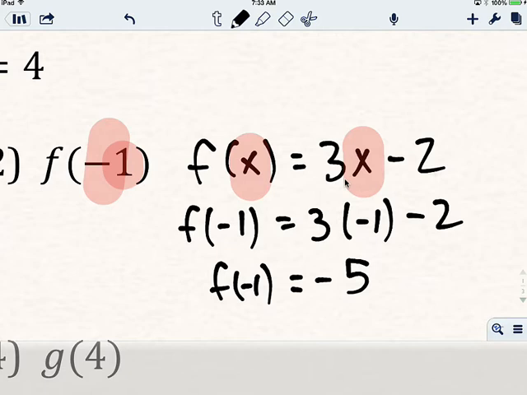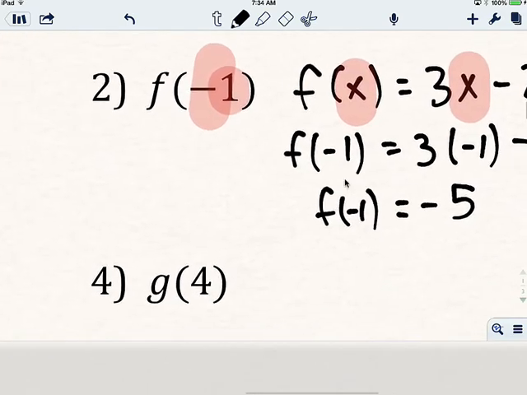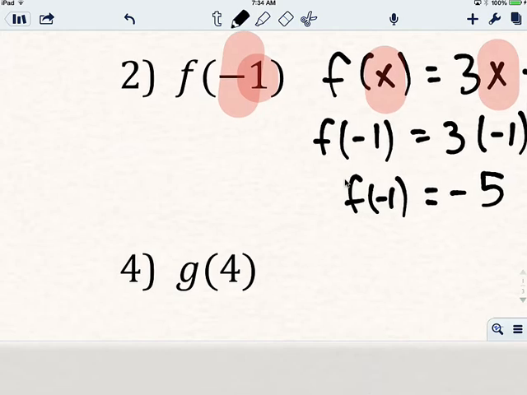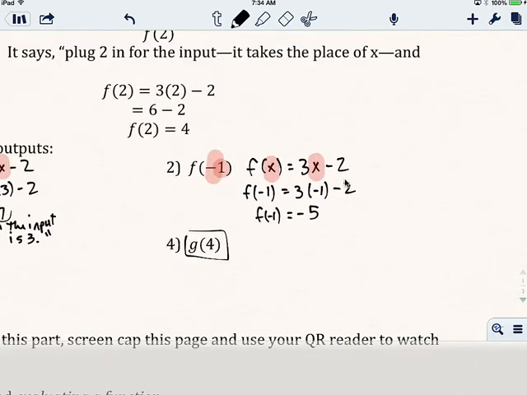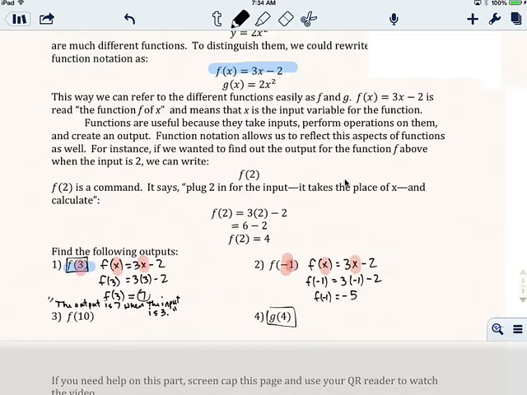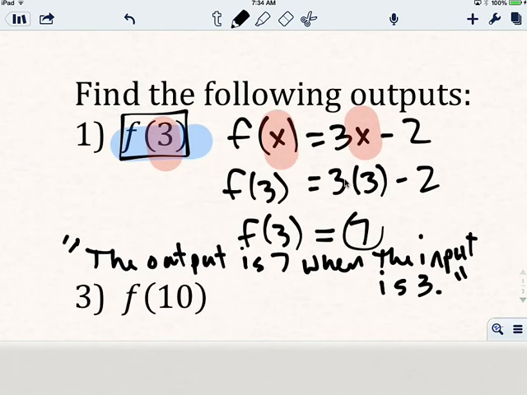And again, that just means the output is negative 5 when the input is negative 1. Be careful on number 4. I changed the function to g, so you have to use a different function. But that's basically the way that it works. You have to take the function and replace the input value with whatever's in the parentheses for your function here. So here you'd replace it with x would become 10, and you just do the calculation.